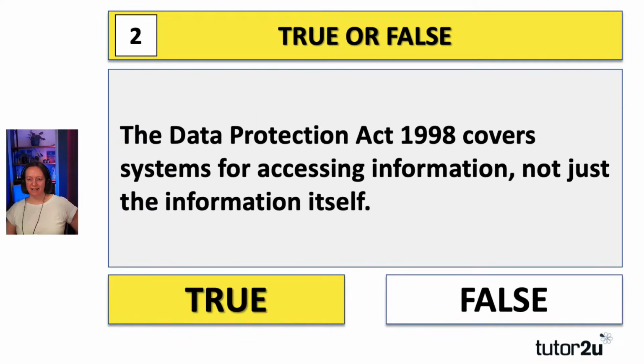So our next statement: the Data Protection Act 1998 covers systems for accessing information, not just the information itself. So does it also regulate the software, the computer systems, the computer networks that we are using to access information? So does it cover the system as well as the information? So if you think it covers both, then you're saying true. If you think it only covers information, you're saying false. So let me know.